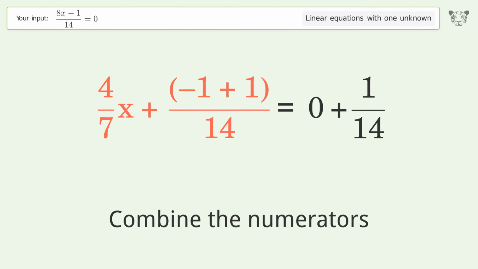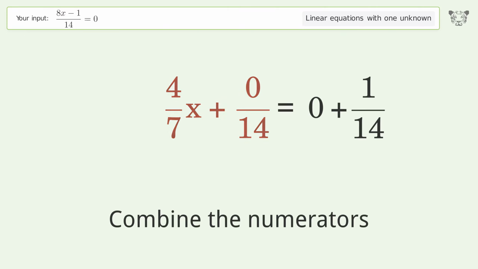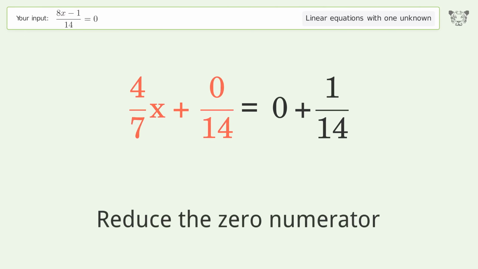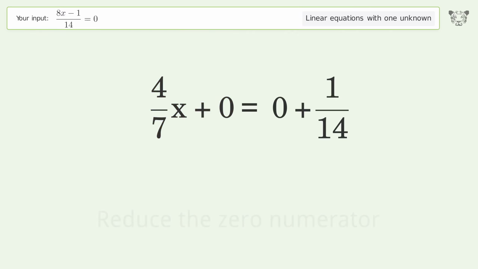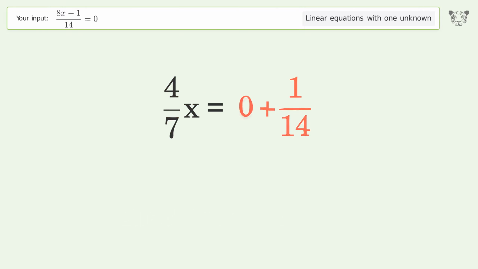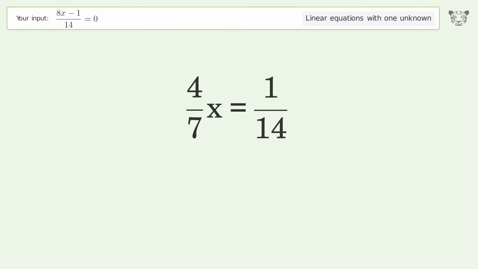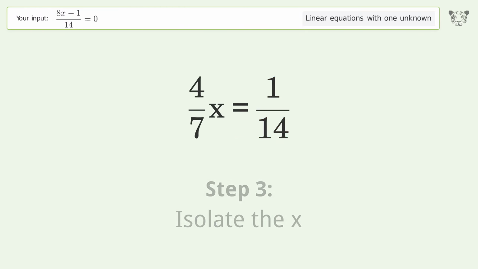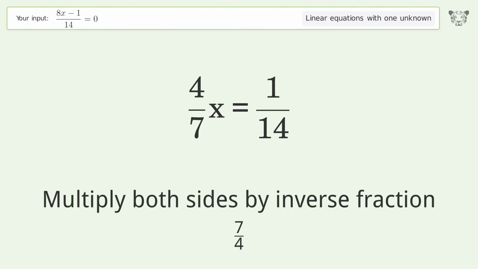Combine the numerators. Reduce the zero numerator. Simplify the arithmetic. Isolate the x. Multiply both sides by inverse fraction 7 over 4.